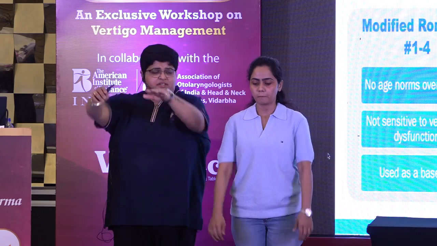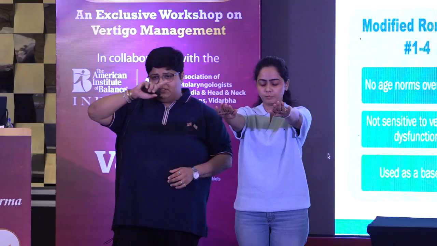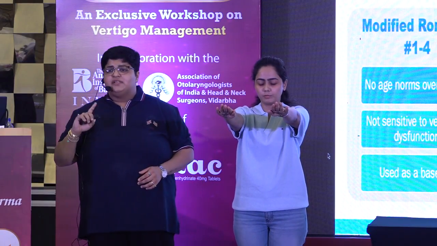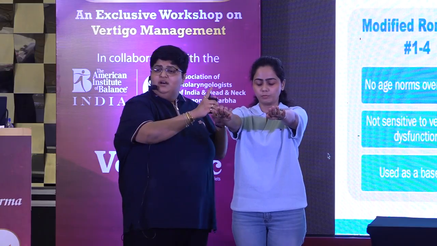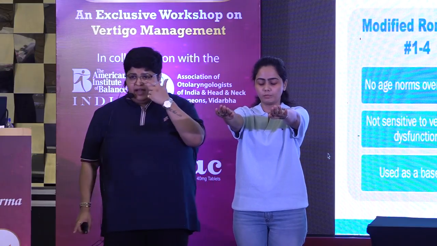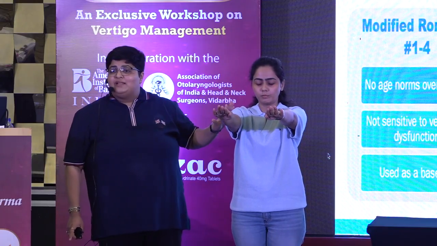You ask her to keep her hands straight. And keep the eyes closed, because we are blocking the vision to assess the vestibulospinal reflex. So we are just doing sensory denial, vision denial, so that we assess the vestibular spinal reflex. This is for the balance.